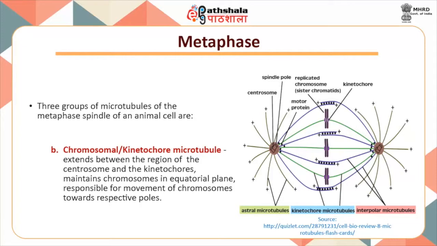During metaphase, the chromosomal microtubules exert a pulling force on the kinetochores. As a result, the chromosomes are maintained in the equatorial plane by a tug-of-war between balanced pulling forces exerted by chromosomal spindle fibers from opposite poles. During anaphase, chromosomal microtubules are required for the movement of chromosomes towards the pole.